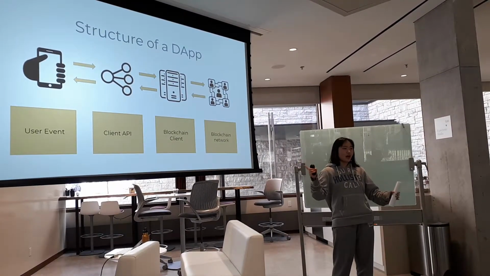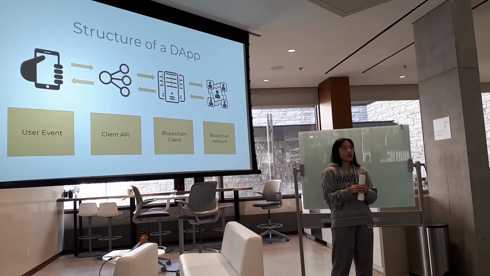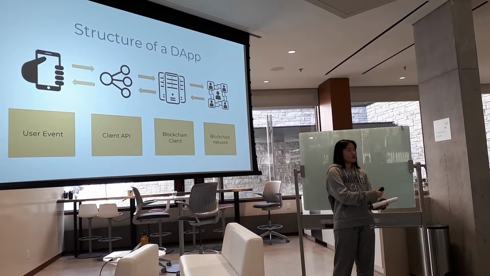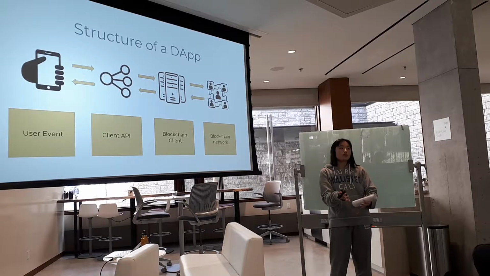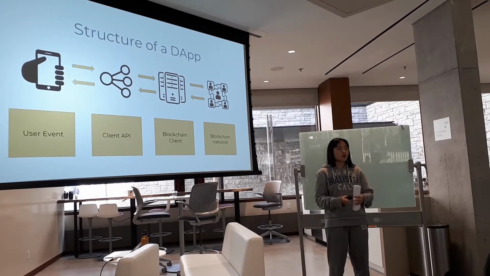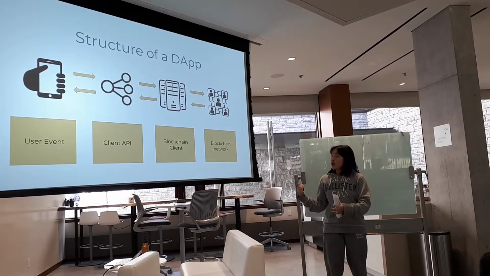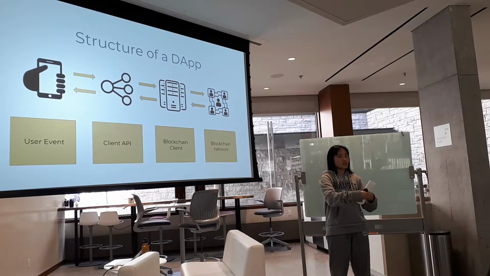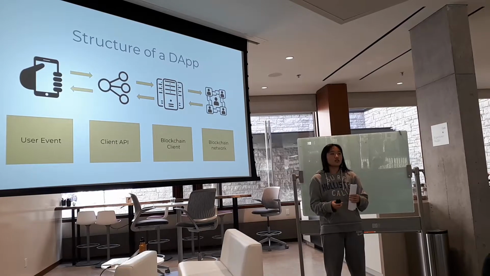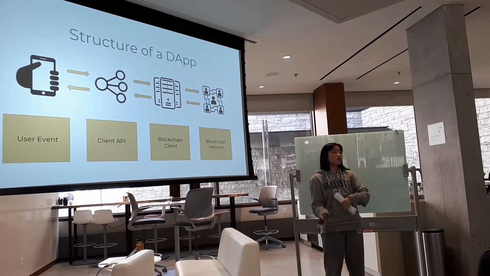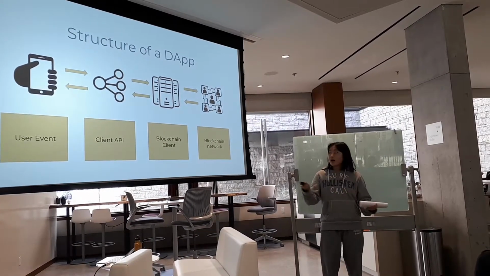The blockchain client is kind of like a node, and basically, according to the request that the user submitted, it's going to call a method from the smart contract on which the dApp is built. Then afterwards, on the blockchain network, a transaction is going to pass, and that's going to be able to process and actually execute the code, and then the new information is going to pop up to the user at the user event.